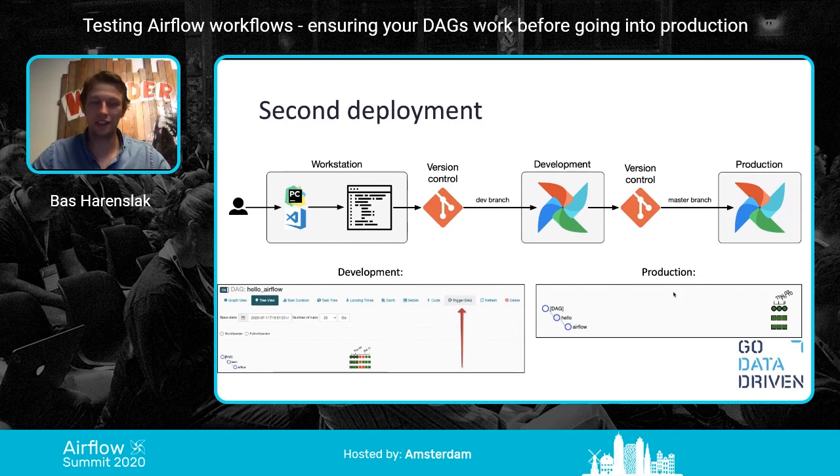So still not ideal. One of the main reasons is that this feedback or development cycle is very long. You write code, you commit, you wait for a deployment to happen, you click trigger DAG, you wait for the whole thing to run. It's just a lot of steps, a lot of waiting, a lot of time, and it's not ideal.